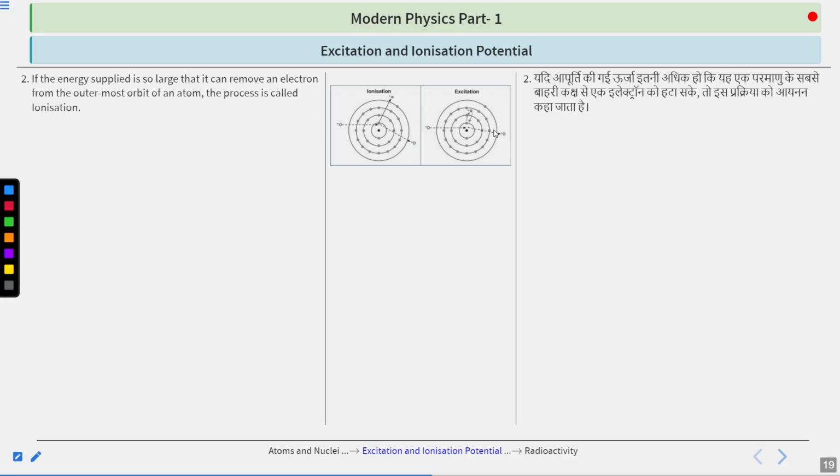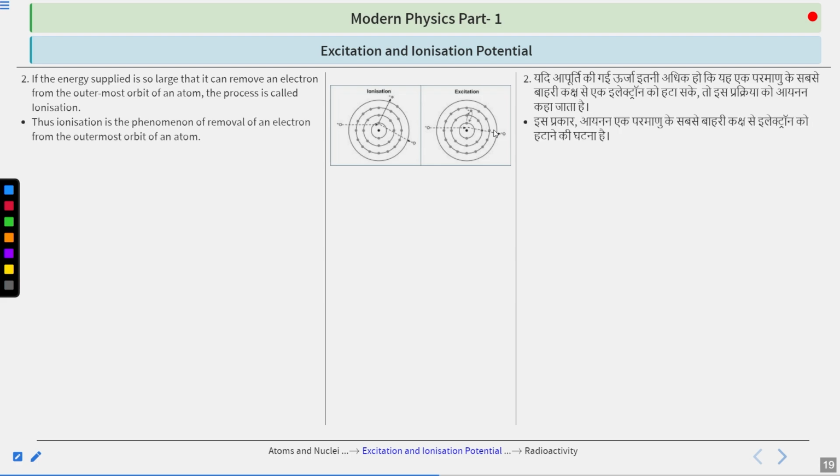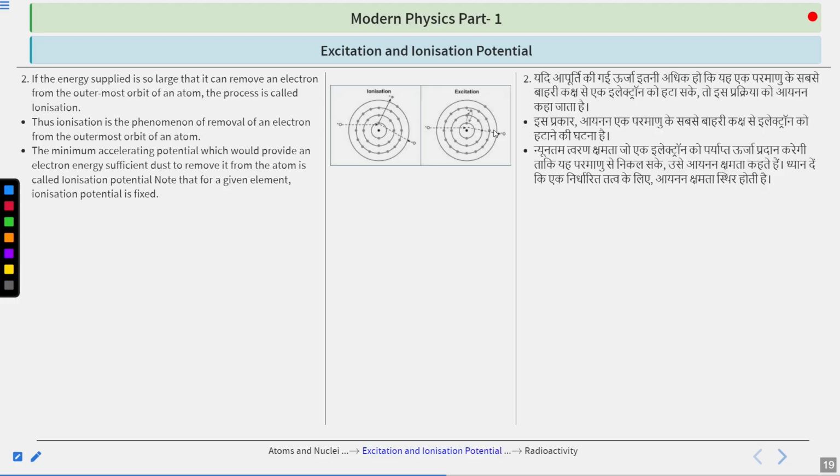Second, if the energy supplied is so large that it could remove an electron from the outermost orbit of an atom, this process is called ionization. Thus, ionization is the phenomenon of removal of an electron from the outermost orbit of an atom. The minimum oscillating potential which would provide an electron energy sufficient to remove it from the atom is what we call the ionization potential. Note that for a given element, ionization potential is fixed. But for different elements, ionization potentials are different.